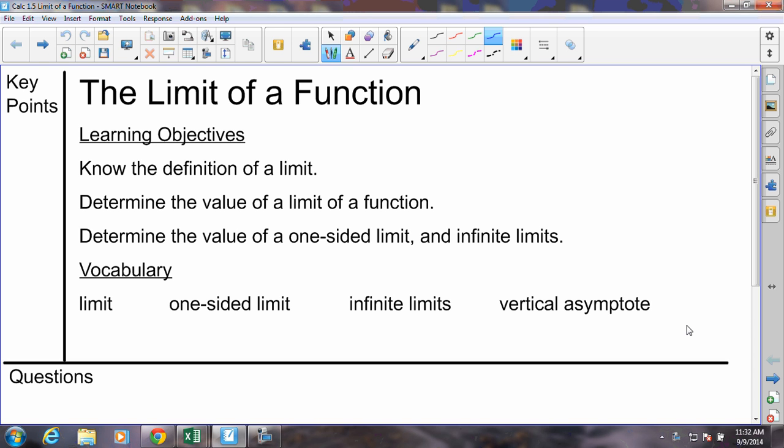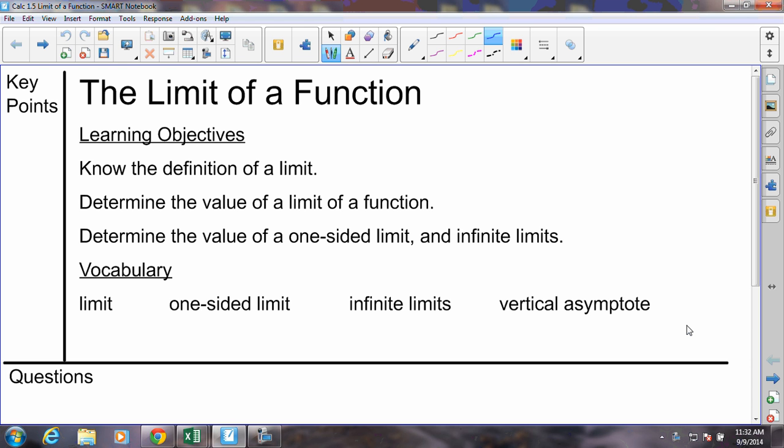In this video, we will discuss the limit of a function, and we have 3 learning objectives. First, know what a limit is. Second, be able to determine the value for a limit. Third, be able to determine the values of a one-sided limit or infinite limits.